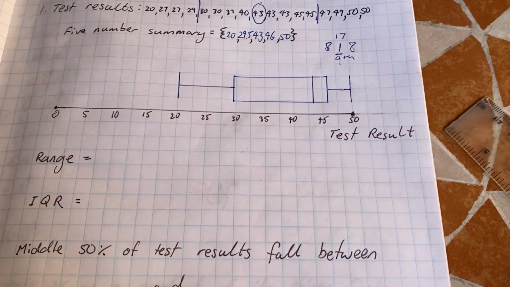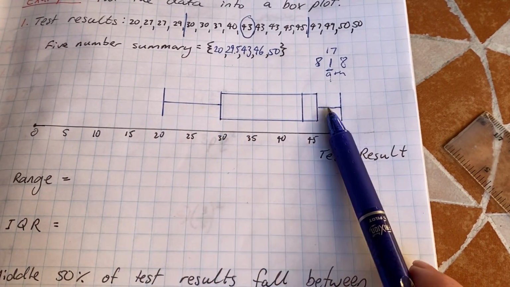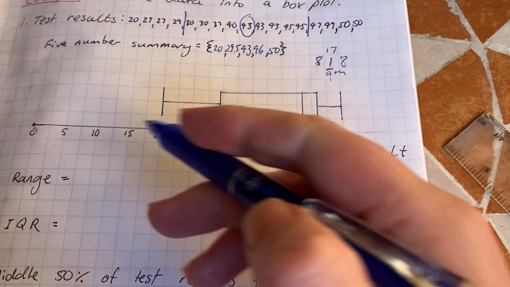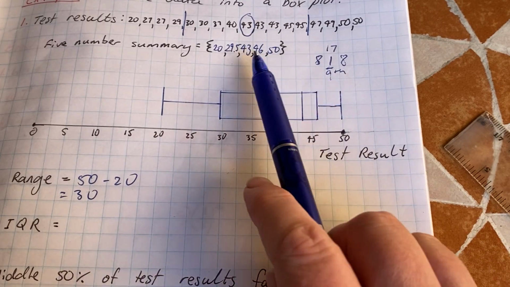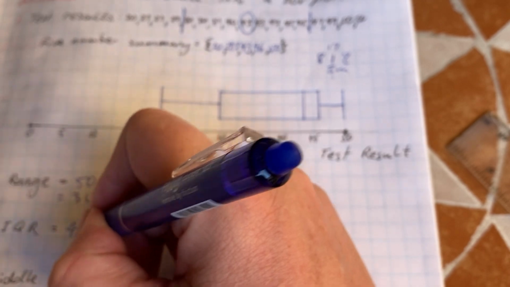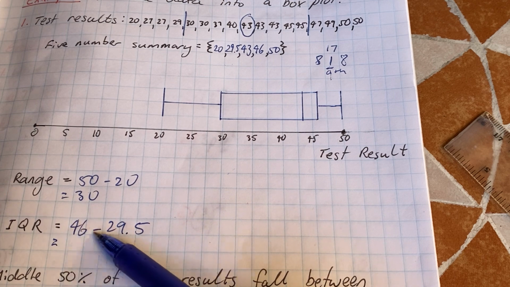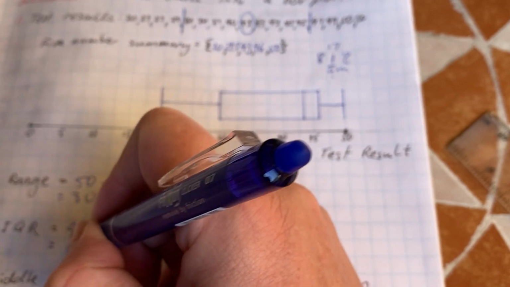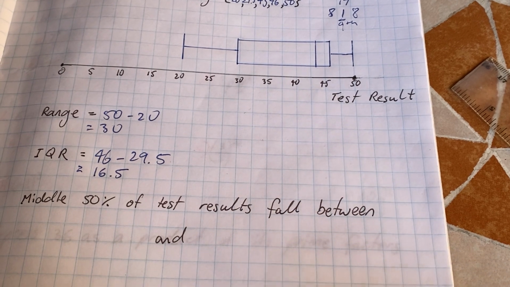Now we may also be asked to find the range of the data or the interquartile range, and we can do that from the numbers or from our graph. So our range is our highest minus our lowest, 50 minus 20, which is 30. And our interquartile range is this 46 minus this 29.5. So if I went from 46 down to 30, that'd be 16. This is just another 0.5 down further. So 16.5.